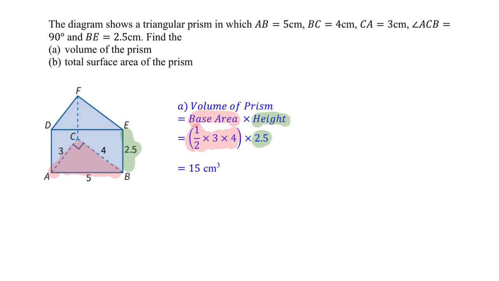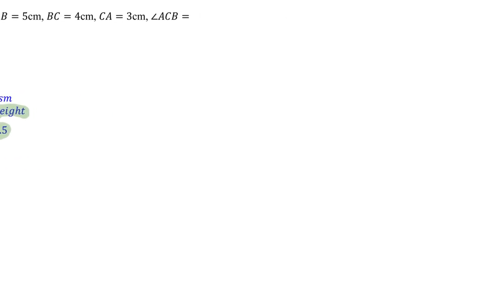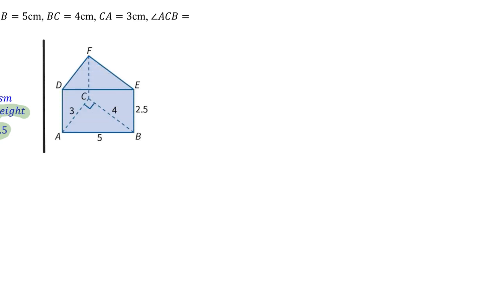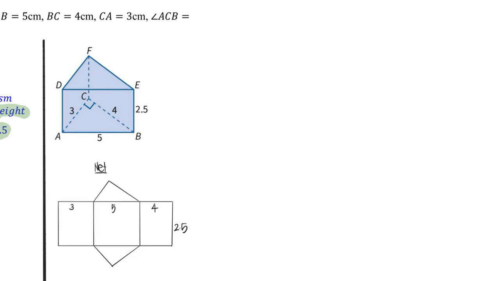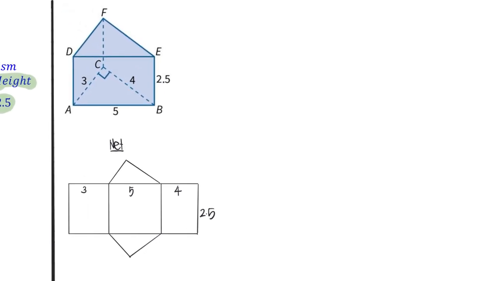For part B, the total surface area, so I'm going to shift it over here. And I have duplicated this diagram to help me in solving for the total surface area. I usually like to draw a net. Okay, so that is something that helps me a lot. And once I do that, I realize that there are two triangles, which are the base area, and 3 rectangles.